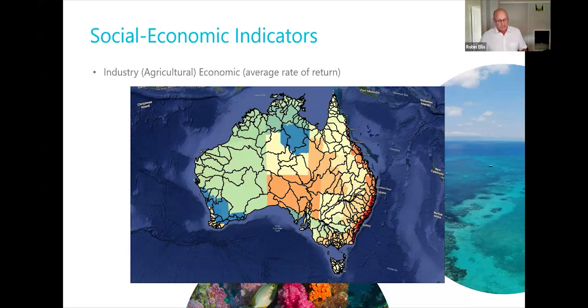And some more ABARES things are coming out here. I mentioned the industry agriculture one, which I think is probably still a census-related thing. But you can see that each of these data layers will vary quite significantly spatially. It's really interesting to see that the agricultural economic return is quite limited on the east coast of New South Wales.